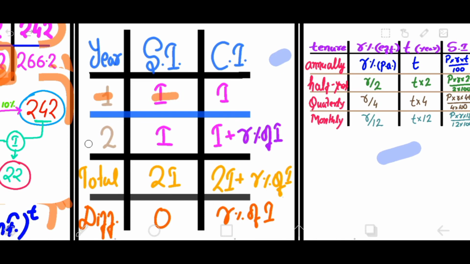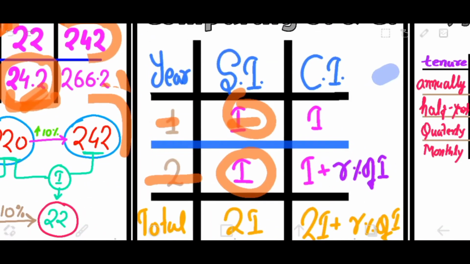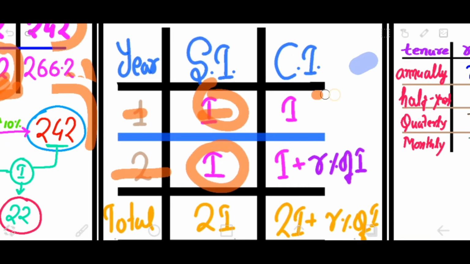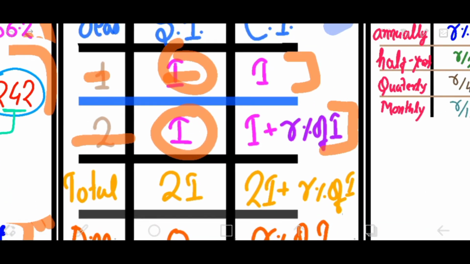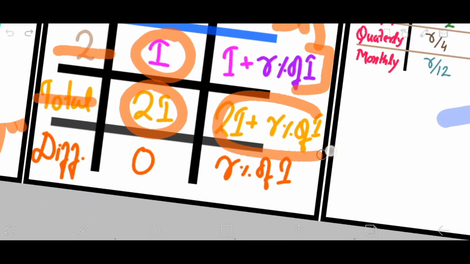For the first year, the interest remains the same. Second year also, the simple interest remains the same because it does not change, right? As you would have seen in this table, the SI amount for the first year and second year remains the same. But for the CI it changes, and here also you could refer to the previous table. So hence the total amount becomes 2I, and here 2I plus R percent of I. You'll get use of these in various questions.